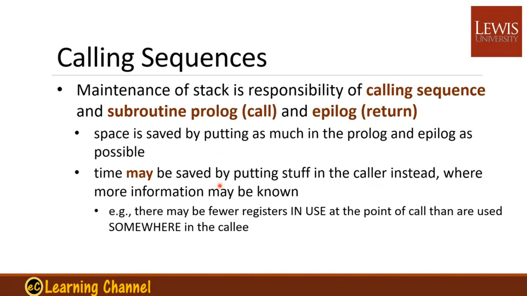So here are some issues we can discuss. More information can be known. For example, there might be fewer registers in use at the point of call than are used somewhere in the callee. So we would rather put more stuff on the caller side instead of the callee side. There are some issues like that, such as how we partition the register information in the caller and callee.